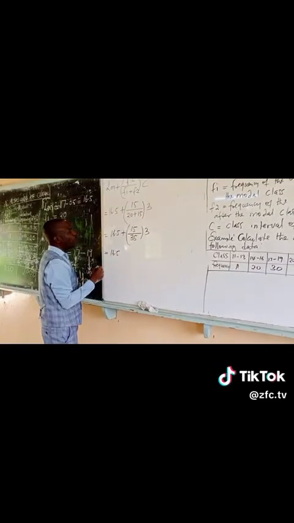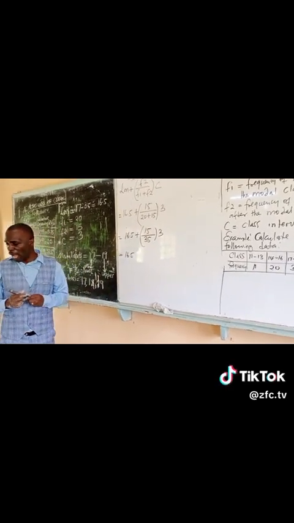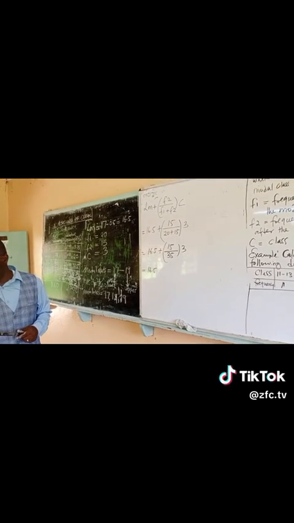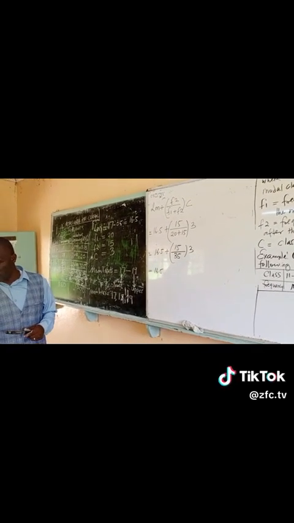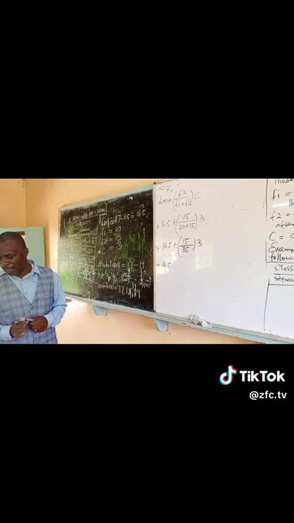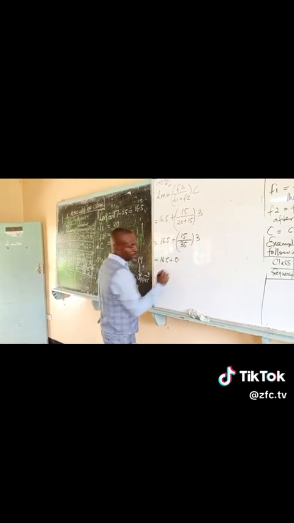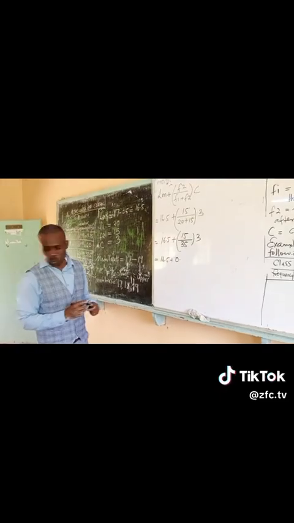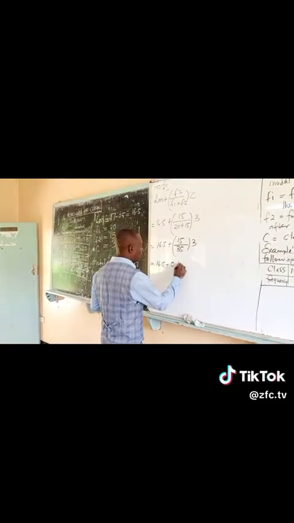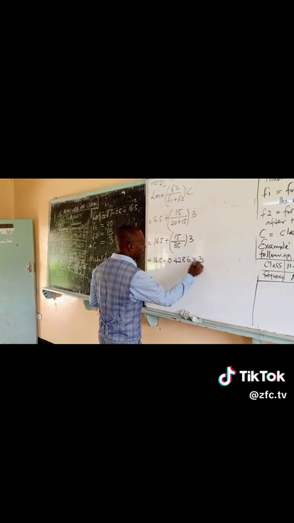Of course, we all know BODMAS. We start first of all with what is in the brackets. So you ask yourself, how many times can 35 enter into 15? 35 into 15, what could be the answer? According to my calculation, it is 0.4286. Then you multiply this by 3.